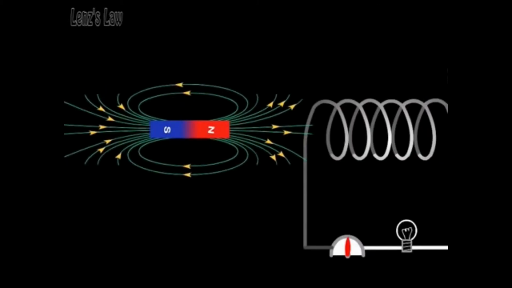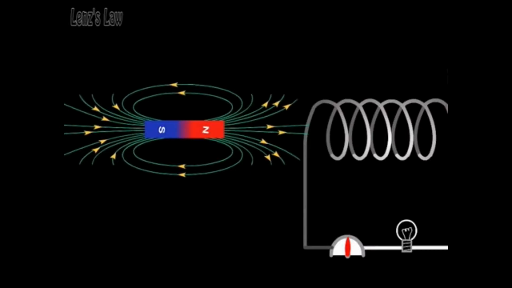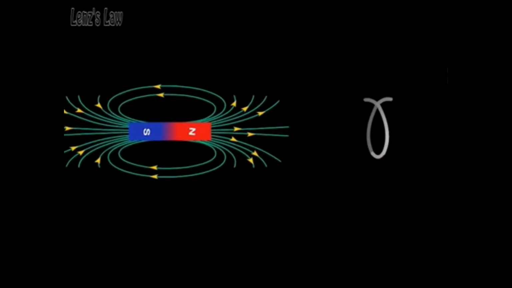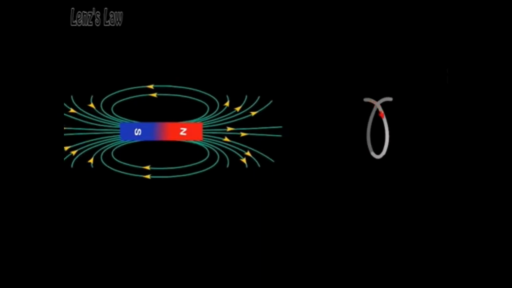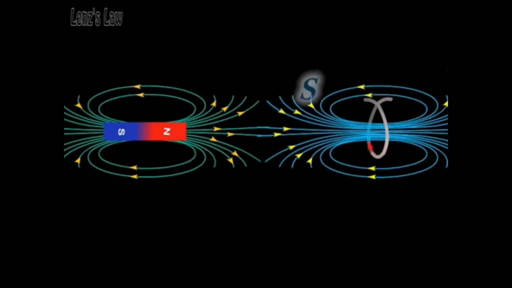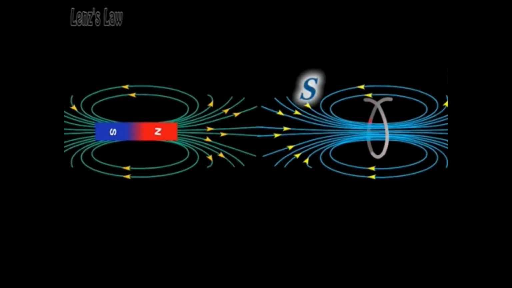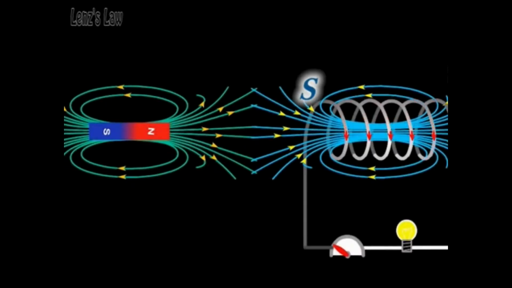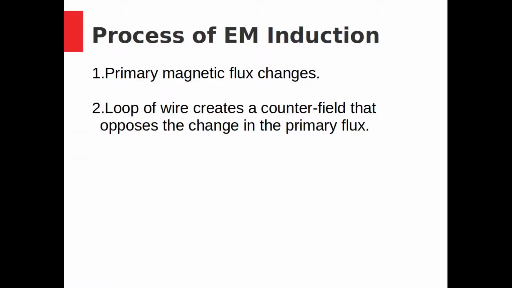Now let's try the opposite. What if the north pole of the magnet recedes? It moves away from the loop. The loop will feel a weakening north pole. Again, the loop creates a counterfield, but in this case, the counterfield is oriented so that the south pole is at the left. The loop has created a counterfield that would attract the magnet back. So to review, when the north pole was approaching, the loop's counterfield tried to prevent it from approaching by placing a north pole right next to it.